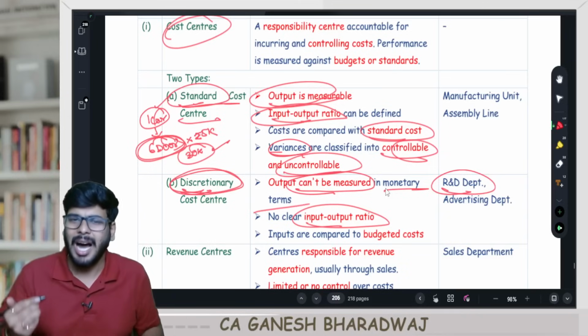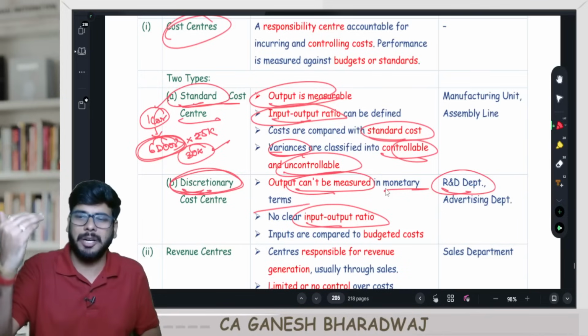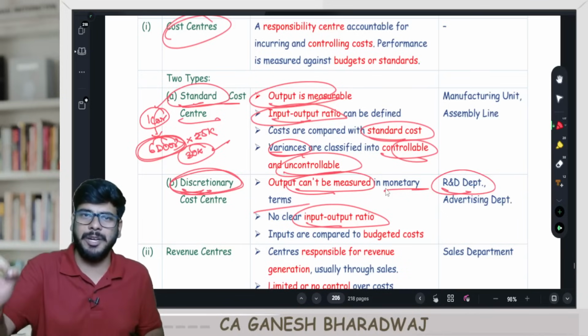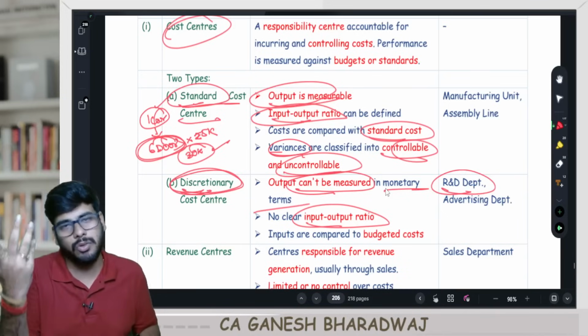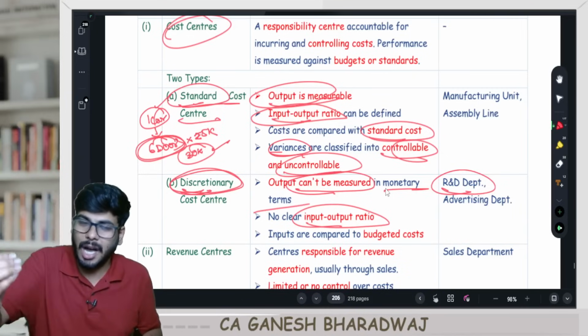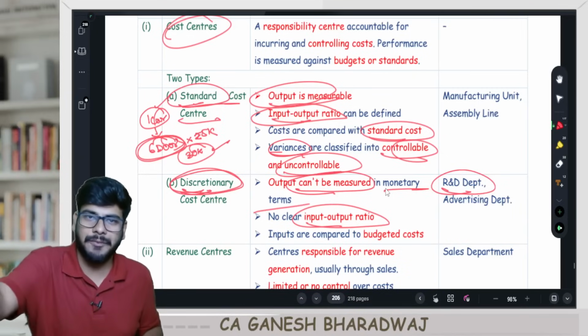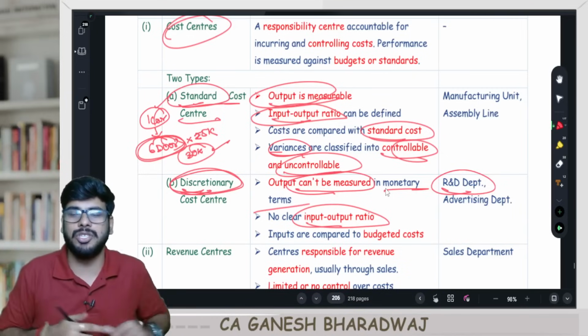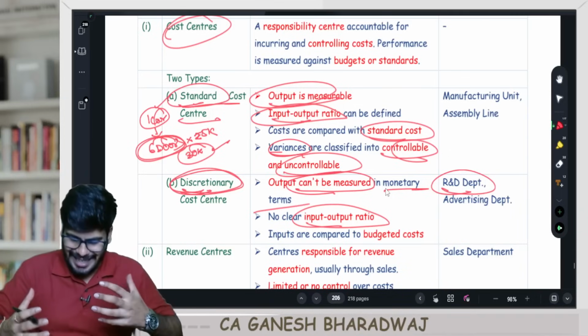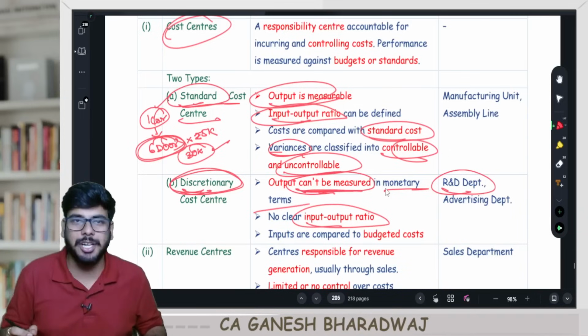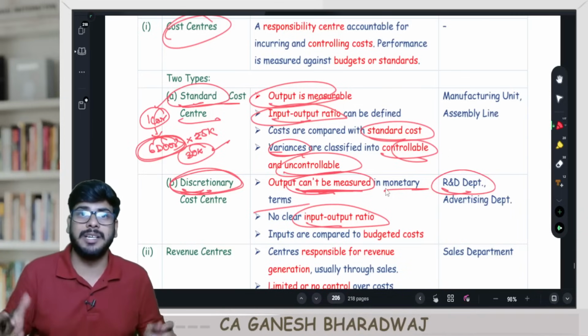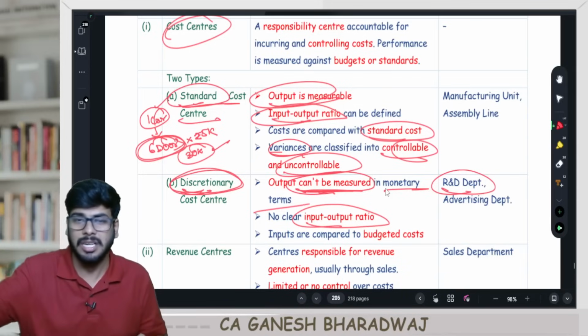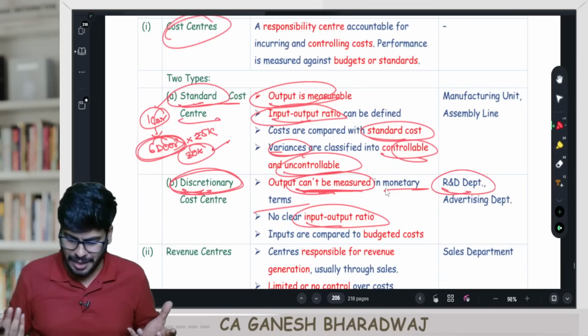Now here, I can't come up with a particular standard saying, okay, for me to conduct this research, this will be the cost. You can't say the output coming from this particular R&D department is so and so. There will not be any output, right? It cannot be measured in monetary terms, clear? But still it is a cost center. They don't generate revenue, but I incur cost, the scientists' salary and all I need to pay. Guys, clear with this?